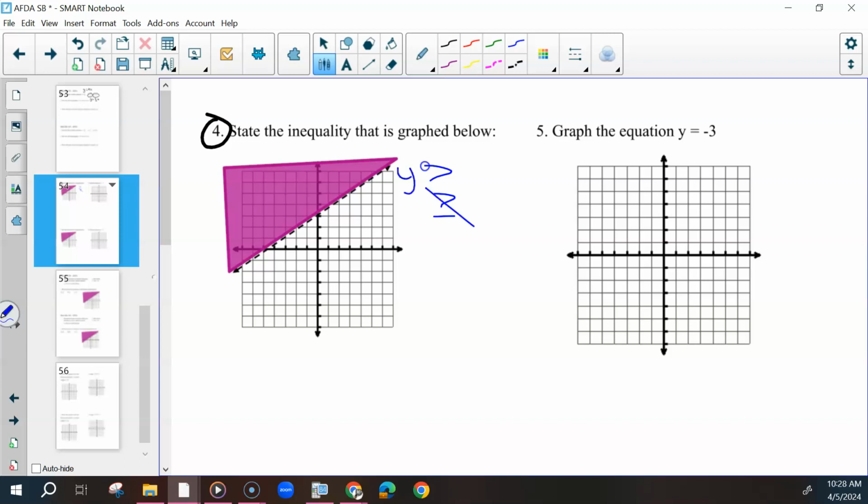So y is greater than, let's start with our slope. Find points that it would cross the grid lines exactly. 2 over 3 x, and then our y-intercept, plus 3. And that would be our equation, our inequality. Questions there? Did you have a question?